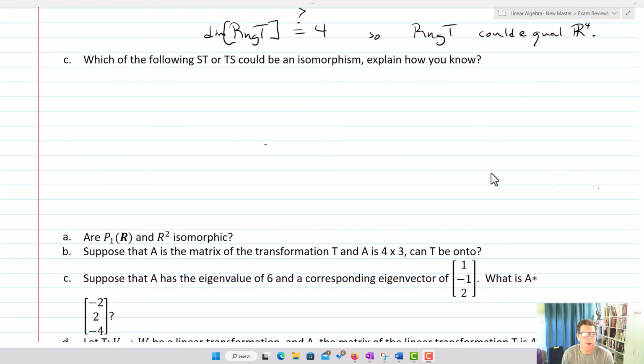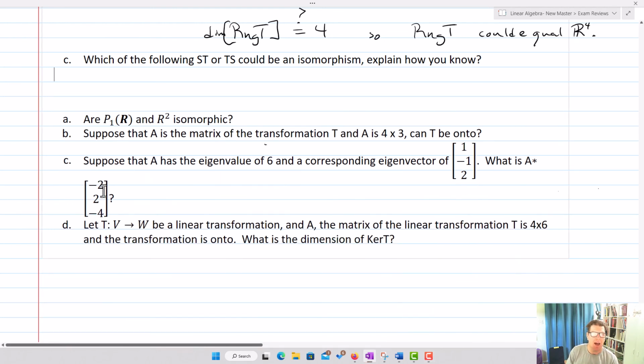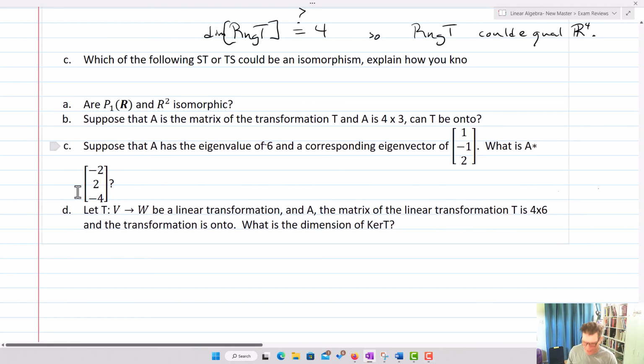All right, so we got: which of the following, ST or TS, could be an isomorphism, and then explain how you know. What I'm going to do is pull this from the review. I just don't want you to worry about it for the exam. It requires us to work through some examples that I normally do in my in-person class, but since we're in an online class, we won't be talking about this one. I'll see if I can put together a video for it later, but for right now, pay attention, pulling this from the actual review.